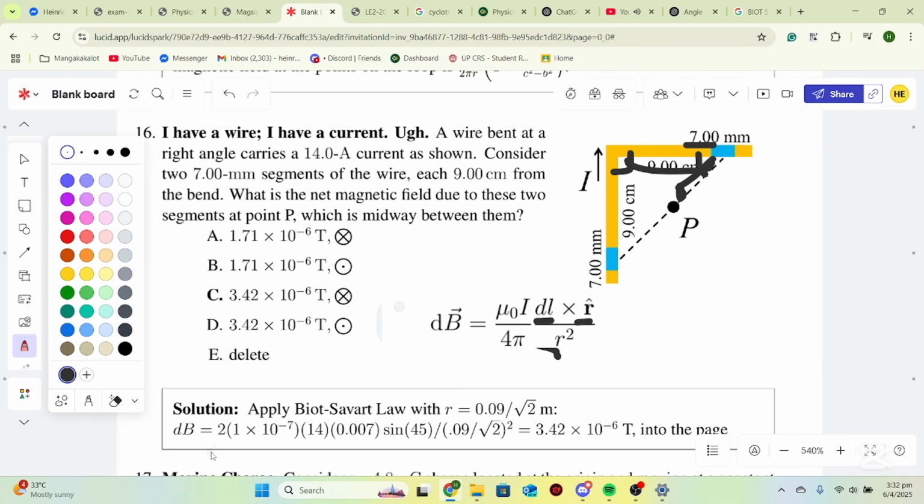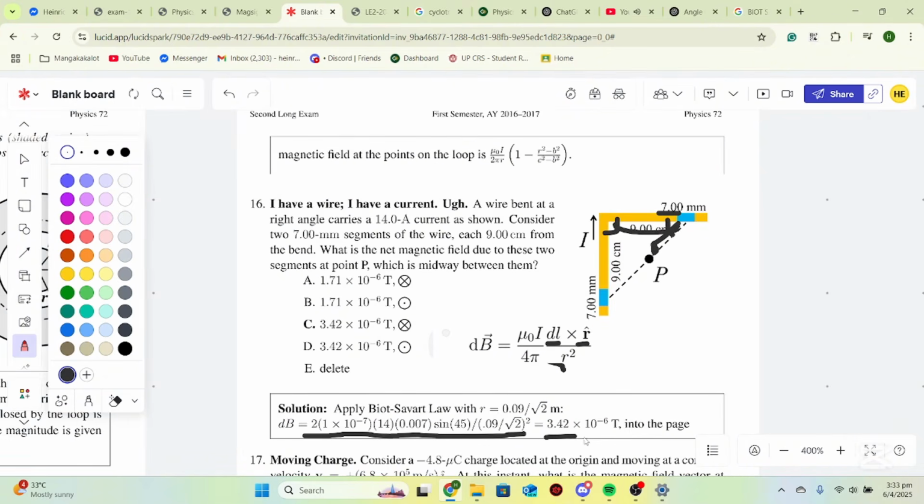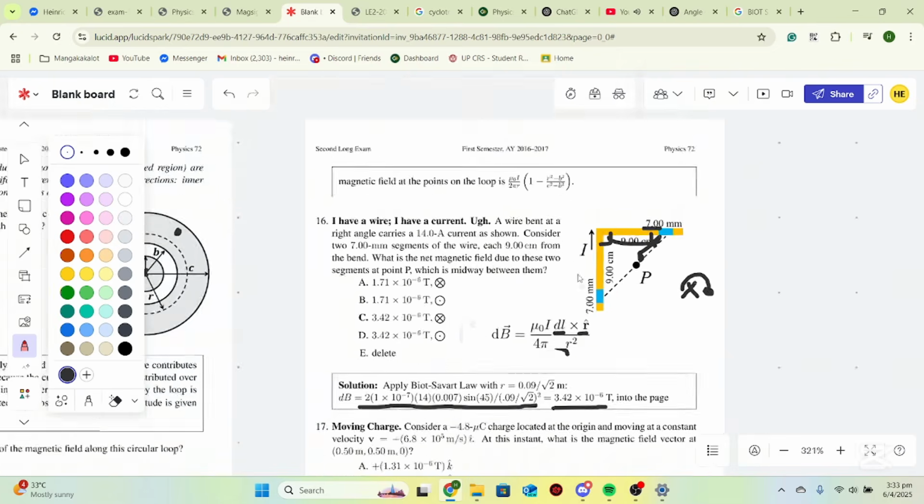So, plugging it in, it's 2 times 10 to the negative 7, times 14, times 0.7, sine 45, over 0.09 squared, which is equal to 3.42 times 10 to the negative 6. And to find out if it's into the page or out of the page, remember the current is over there, so it's going clockwise. It's moving clockwise, so that means it's into the page.